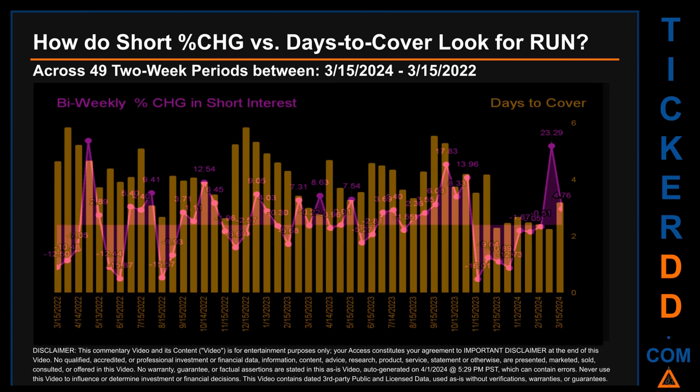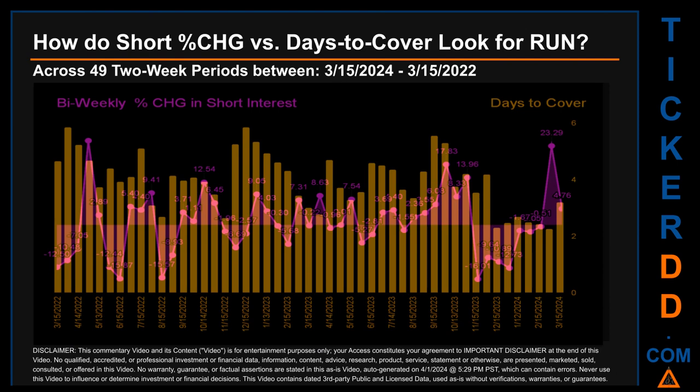Zooming out, I looked across 49 2-week snapshots, from latest found, March 15, 2024 to oldest found, March 15, 2022. In the graph, I overlaid bi-weekly percentage change in short interest against days to cover. Across these 49 2-week snapshots, the average percentage change of short interest was about 0.63%. Other interesting data points include: the largest percentage increase in short interest was 24.85%. It occurred once on April 29, 2022 settlement date.